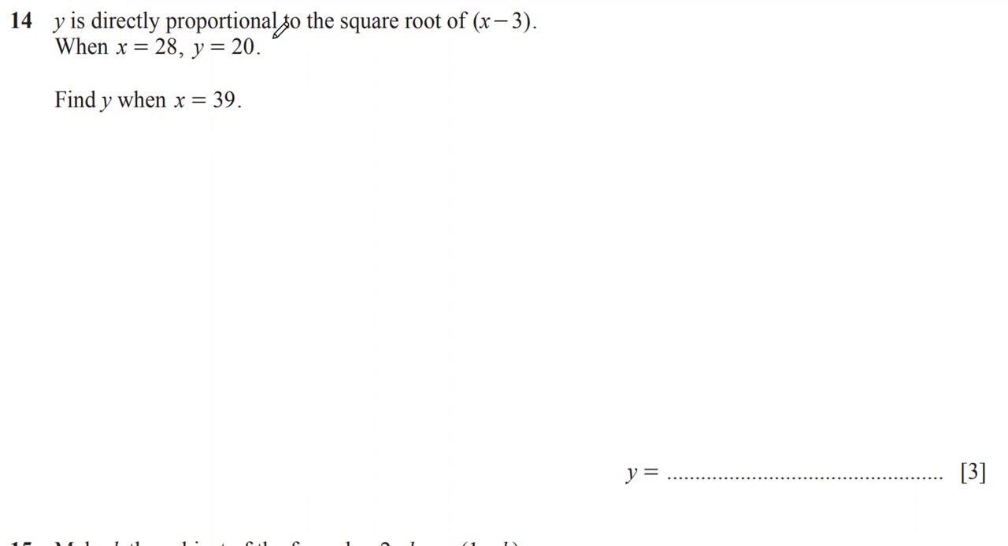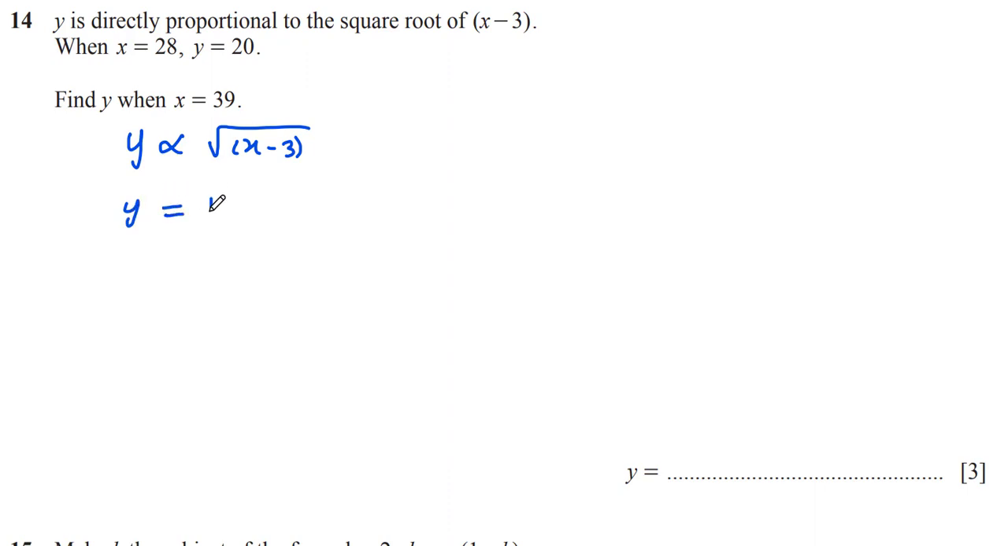Y is directly proportional to square root of x minus 3. And they gave an x value and a y value, and then they are giving another x value, and we have to find y. So first let us write this. Y is directly proportional to square root of x minus 3. To remove this proportionality, we are going to write it like this.